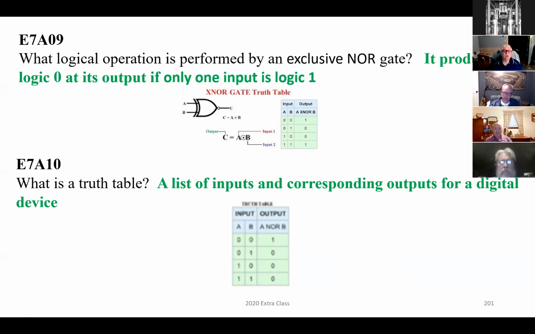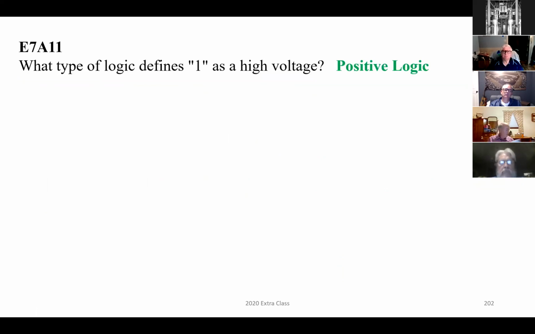All righty. What is a truth table? It's a list of inputs and corresponding outputs for a digital device. And you can see it shows you the inputs and the outputs of the different state combinations. What type of logic defines 1 as a high voltage? That would be positive logic.